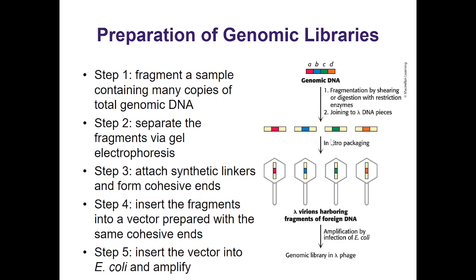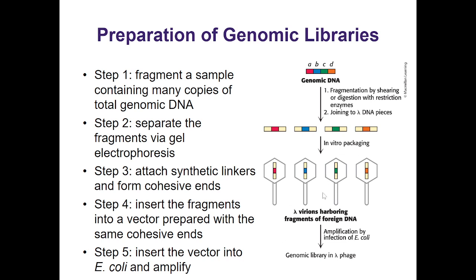So we'll have the in vitro packaging happen next. We'll attach synthetic linkers and form cohesive ends. Step four is then going to be to insert the fragments into a vector that we prepared with the same cohesive ends. This is that part right here, by the way. Step five is going to be to insert the vector into E. coli and amplify. So this is the part where we're going to insert the vector into E. coli and amplify right here.